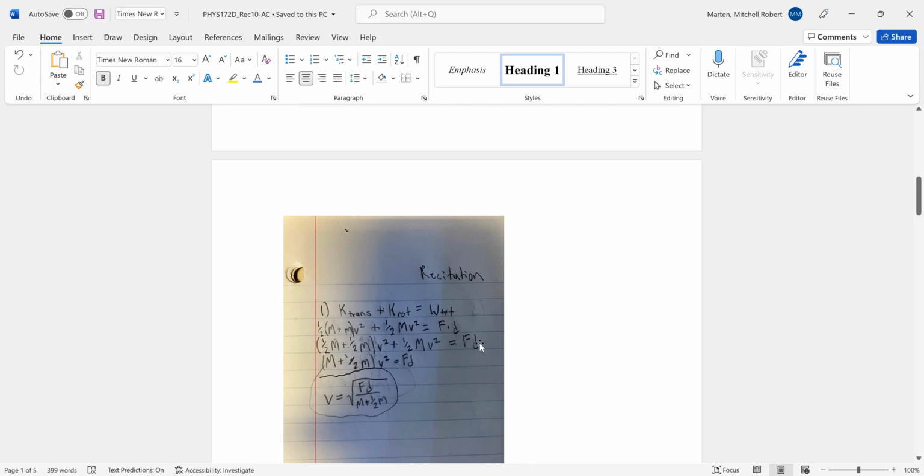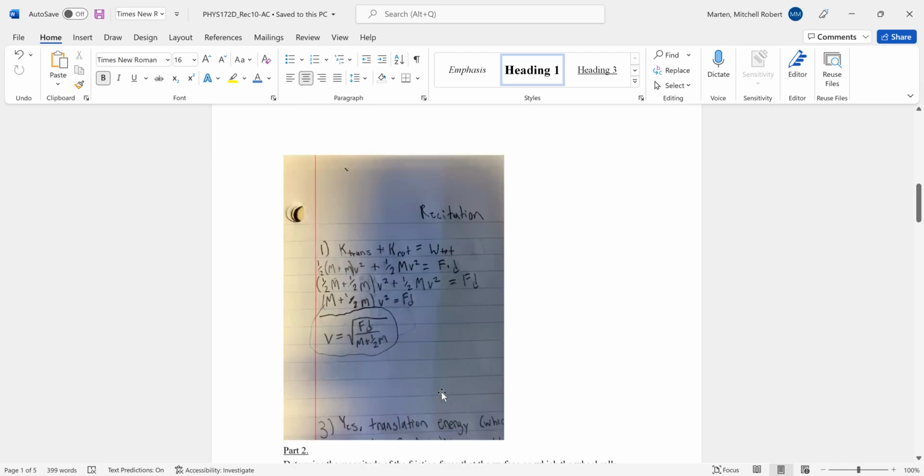And then if you work out the math, you find that the velocity is equal to the square root of Fd over big M plus 1/2 little m. Did you guys get that? Yeah, same thing. Okay.